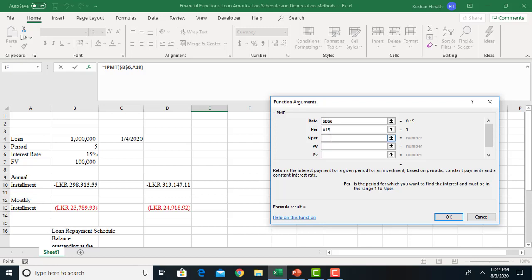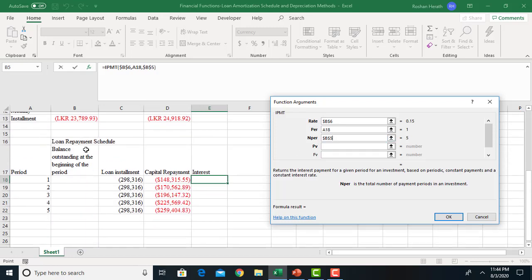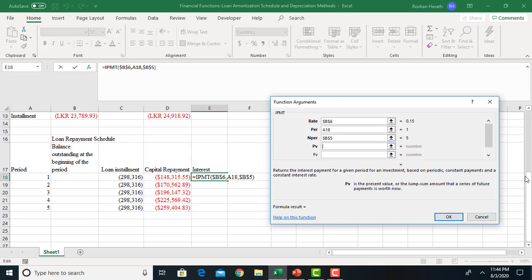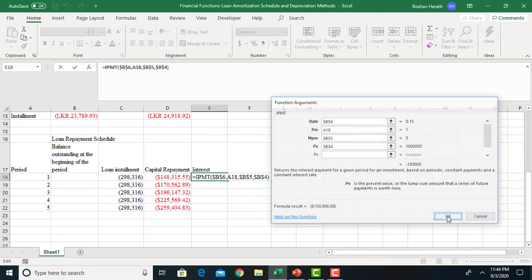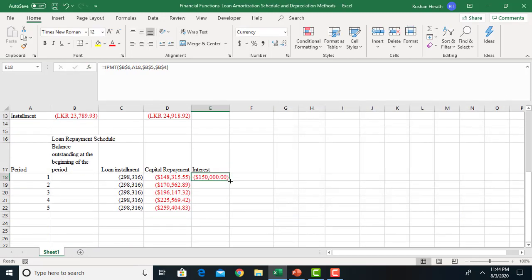And the NPER, that is the loan period, you may keep it constant. And the present value, that is going to be the loan, and make it constant again. Say OK. Now you can drag them down. See, this is the reality.